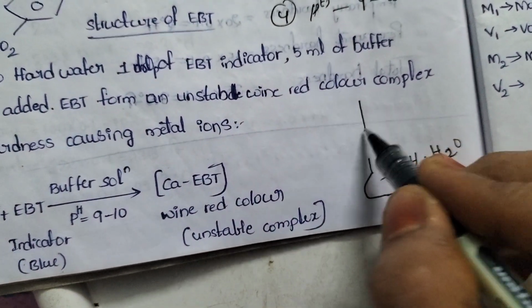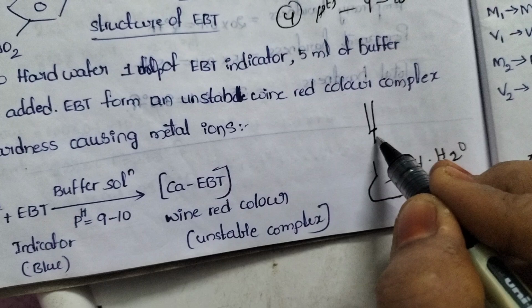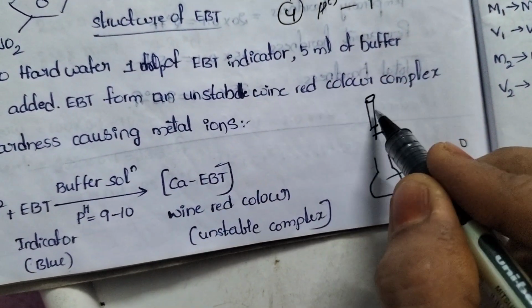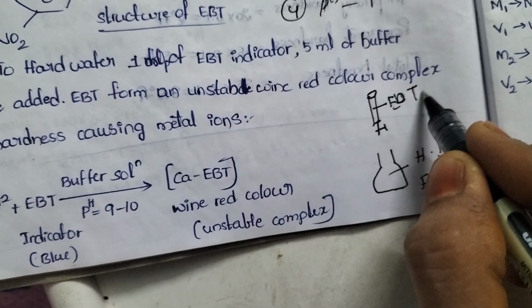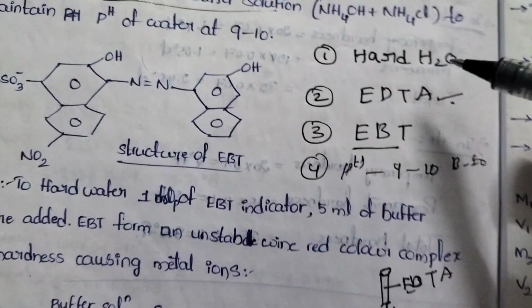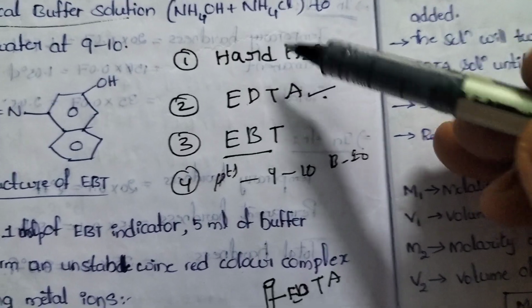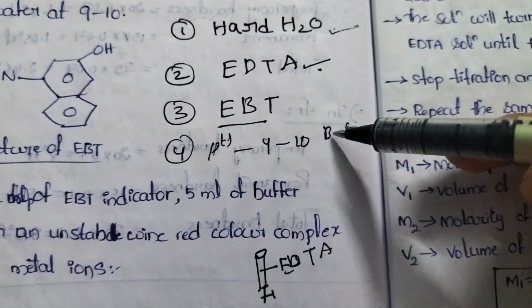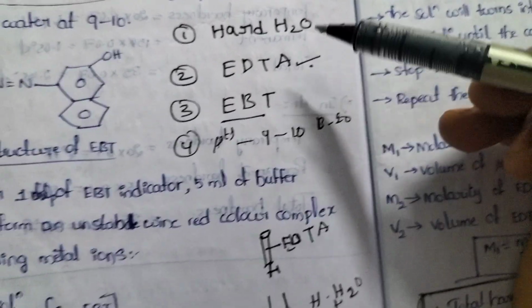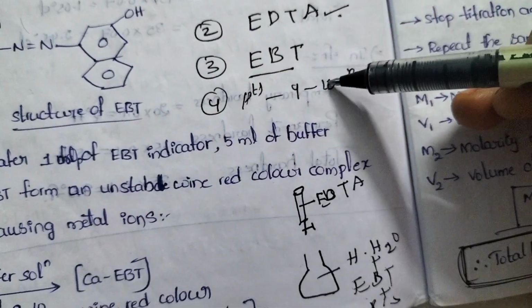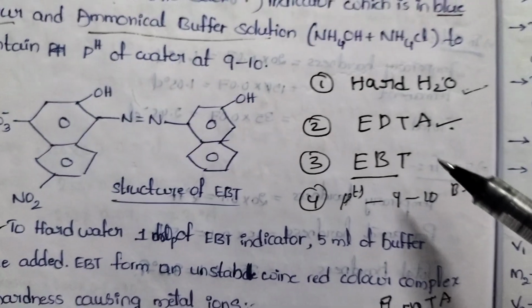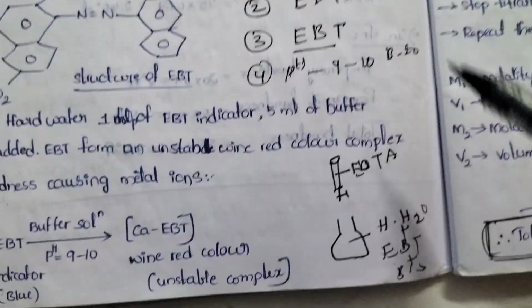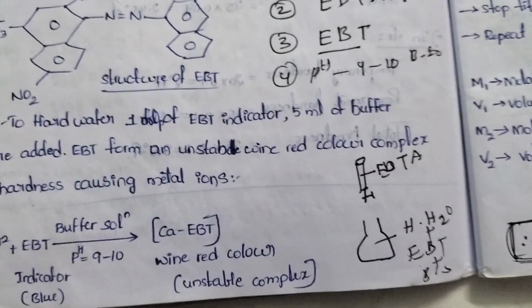And take the EDTA solution in the burette. It is EDTA which is taken in the burette. Observe here, what are the chemicals? Hard water, EDTA, EBT, buffer solution. Here we are taking hard water, EBT and buffer solution in the conical flask, and we took EDTA solution in the burette.